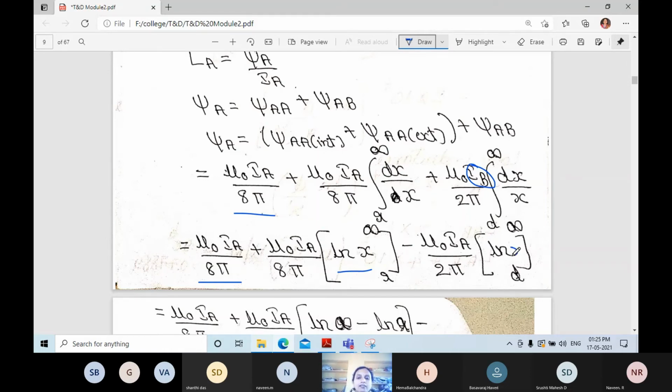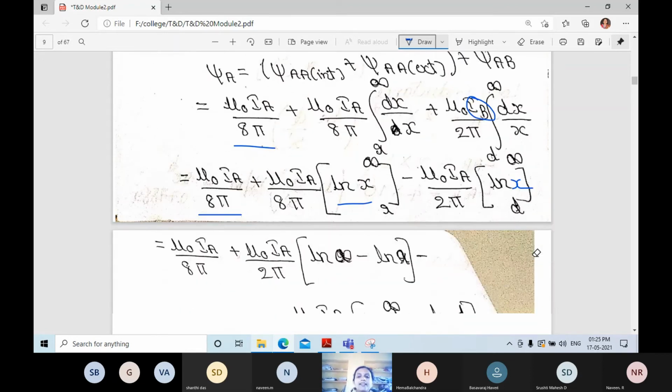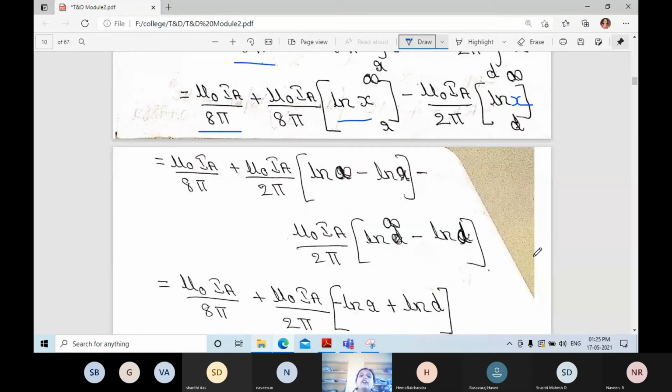Okay, ln x, with limits d to infinity. When you apply the limits, what will you get? ln infinity minus ln r. Again here, minus mu naught IA divided by 2 pi, ln infinity minus ln d.